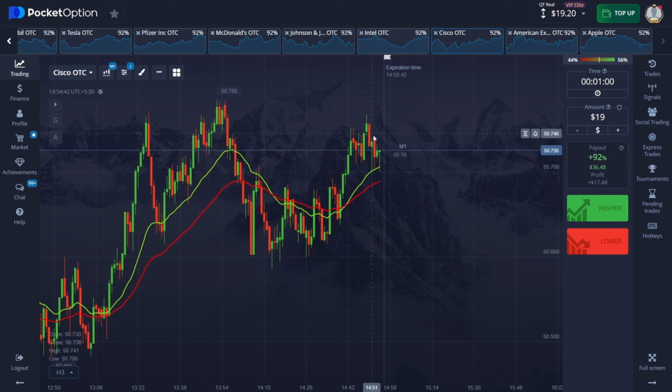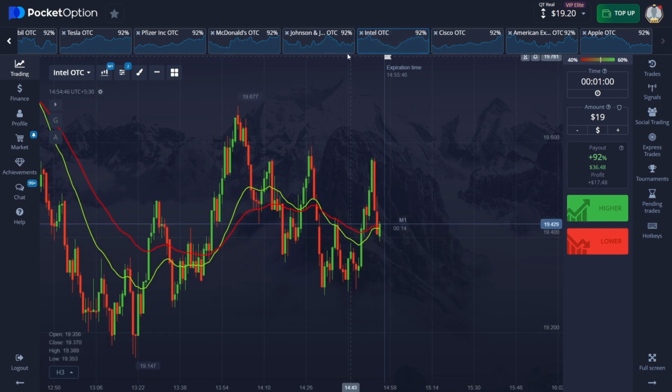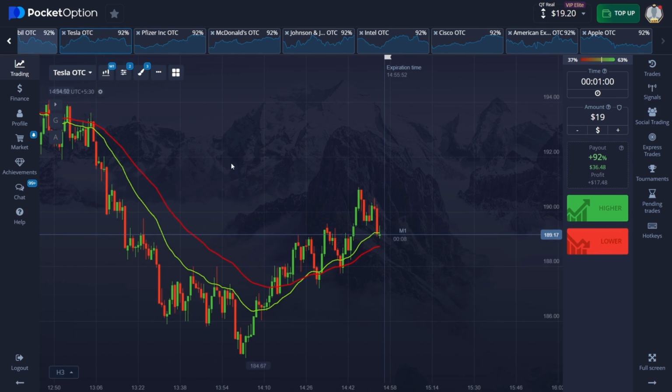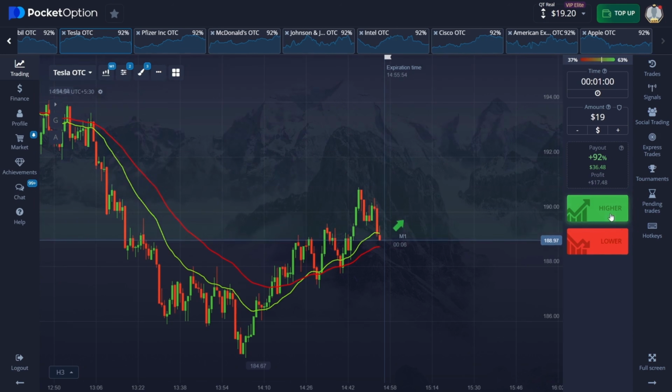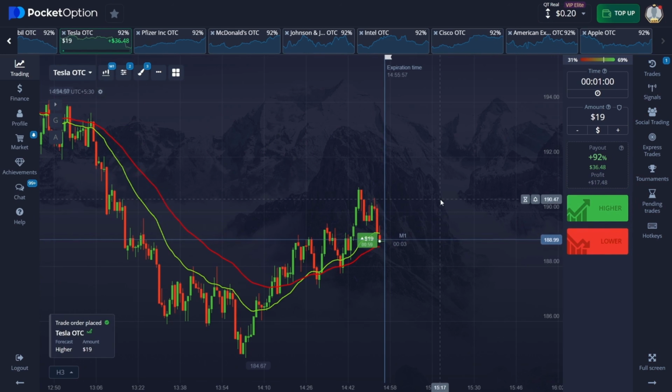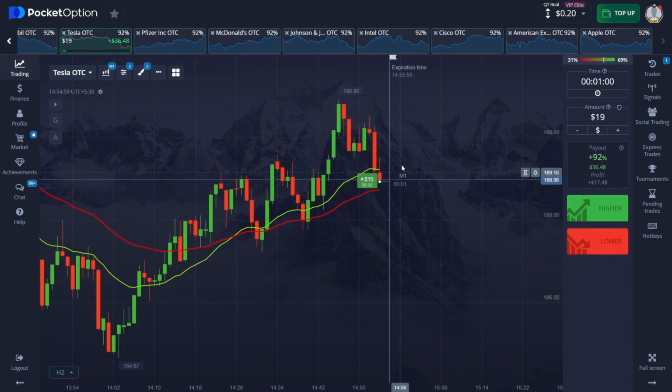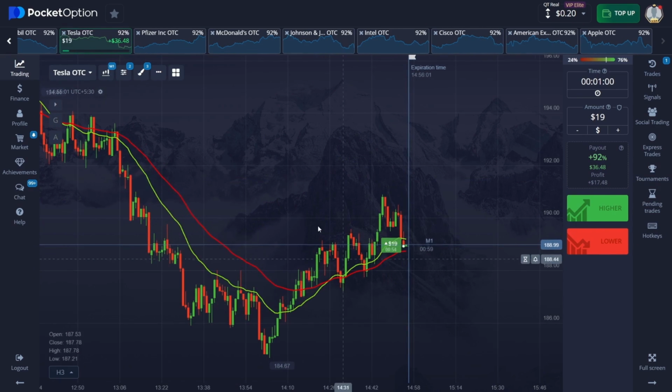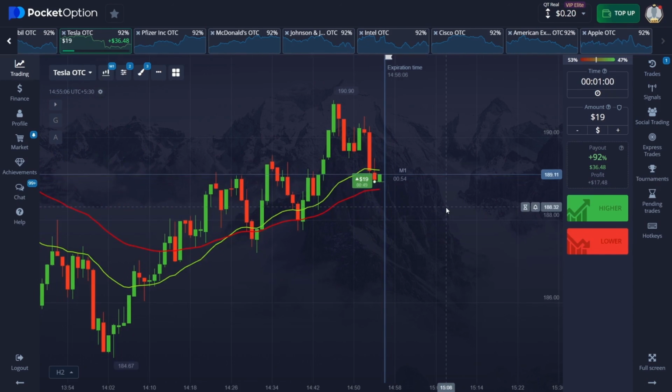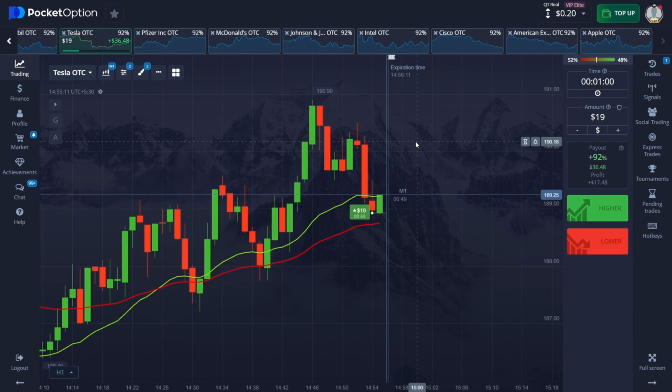Here the candle took support from the moving average. Let's try Tesla. I got a good entry and placed a $19 trade for an upward move. The trend was down, but the candles broke the trend and moved up. That's why I took this trade for the upside move in the trend direction. Our trade is currently in our favor. We still have 30 seconds left and it looks like a good win.